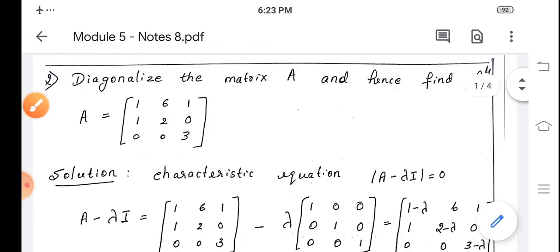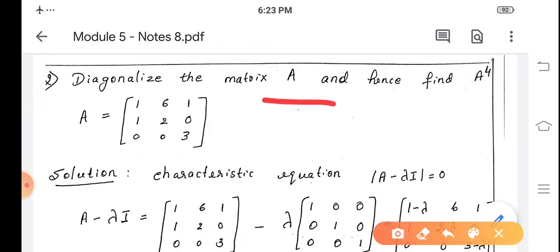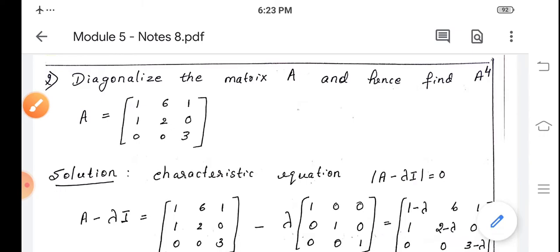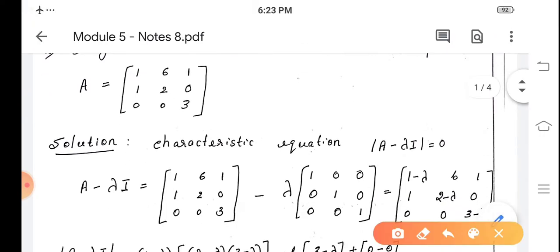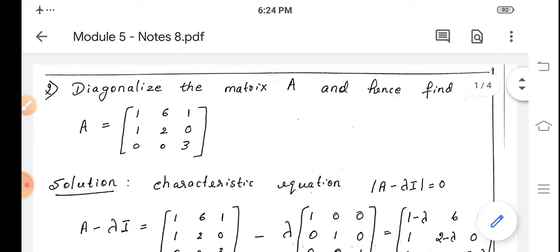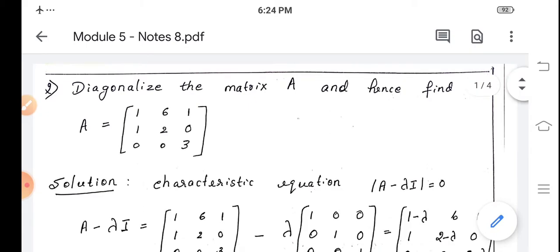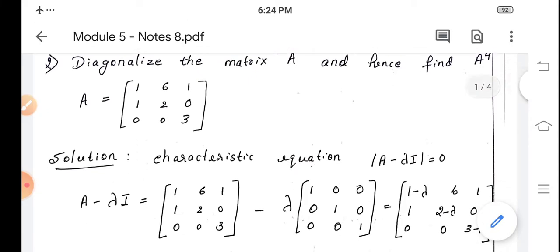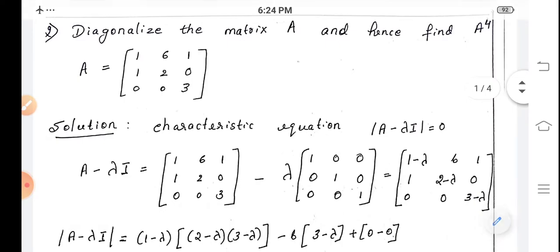Question number 2. Diagonalize the matrix A and hence find A power 4. The given matrix A is: first row 1 6 1, second row 1 2 0, and third row 0 0 3. This is the given matrix. So we have to diagonalize the matrix A. To diagonalize the matrix A, first we need to find the eigenvalues and eigenvectors of A.